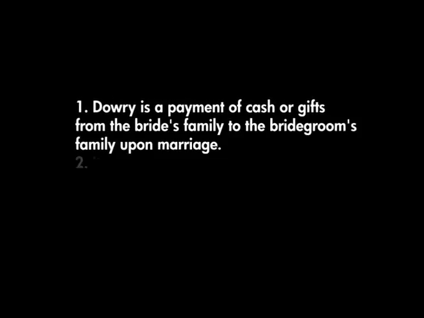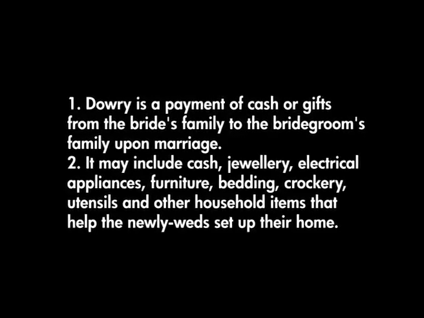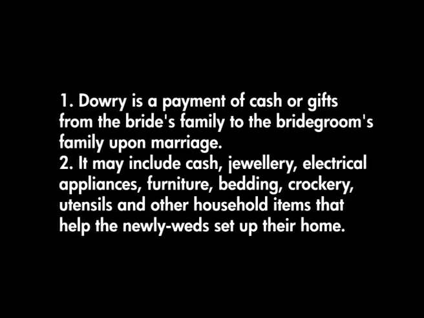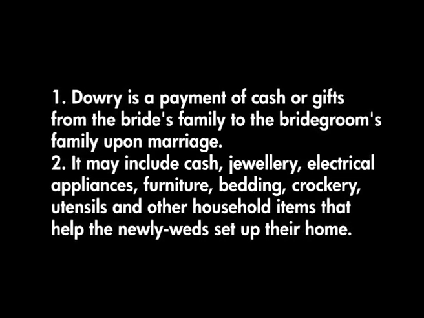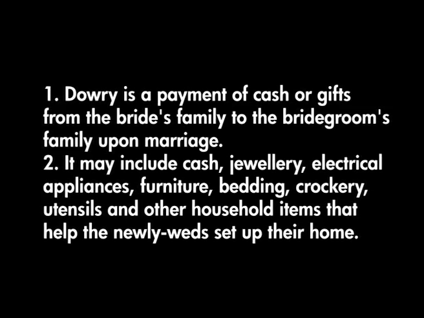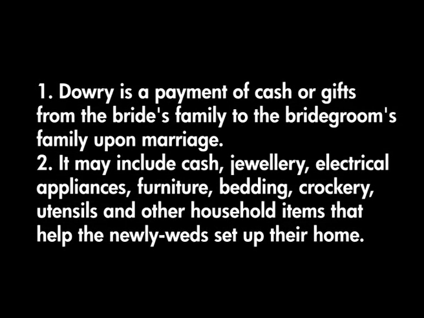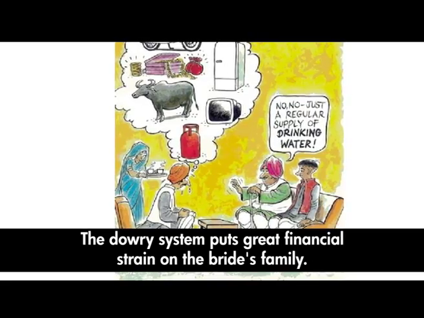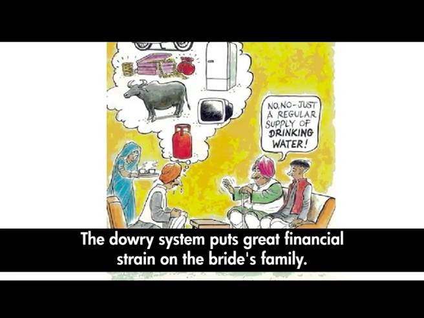In India, dowry is a payment of cash or gifts from the bride's family to the bridegroom's family upon marriage. It may include cash, jewelry, electrical appliances, furniture, bedding, crockery, utensils, and other household items that help the newlyweds set up their home. In India, the dowry system puts great financial strain on the bride's family. This has been cited as one of the reasons for families resorting to sex selection, favoring the birth of sons over daughters. The dowry system has turned into an evil practice in India.